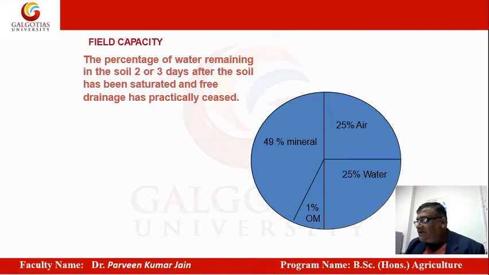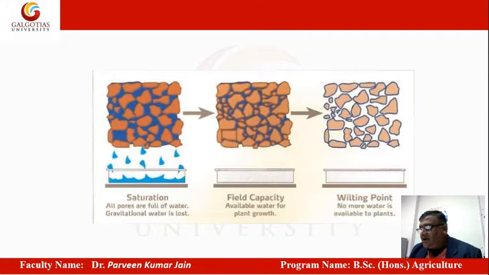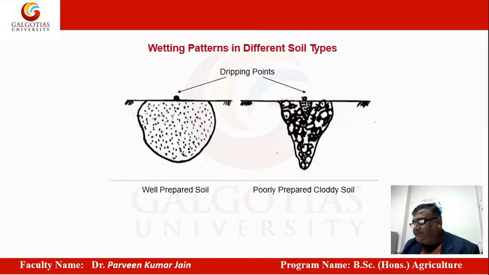The field capacity, I have been repeating this word again and again. This is the percentage of water remaining in the soil 2 or 3 days after the soil has been saturated and free drainage has practically ceased. Technically, you can see here that in saturation, all the micro and macro pores are filled with water, and then in field capacity, water is available only in the micro pores, and in the wilting there is no water. So this is beyond the permanent wilting point.